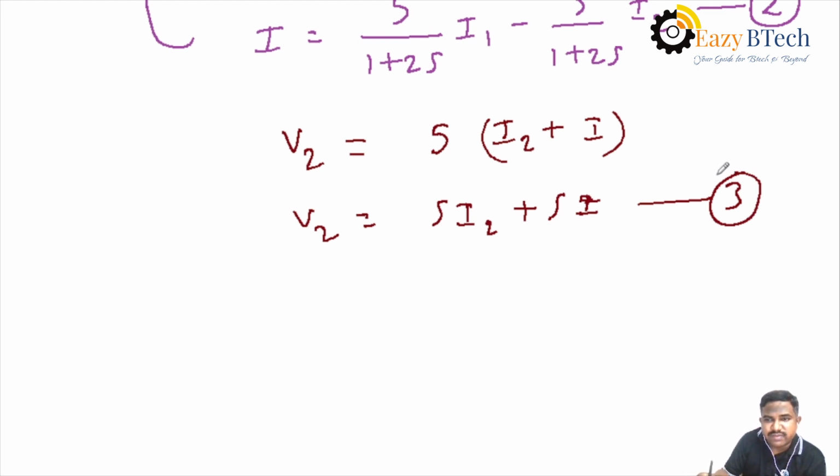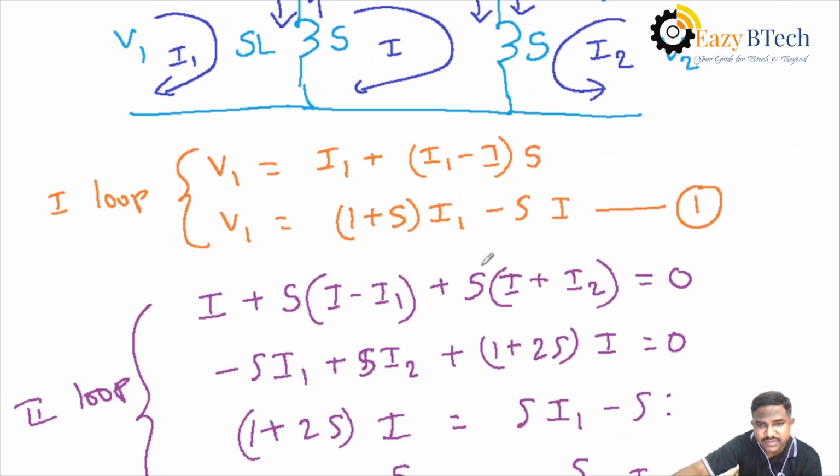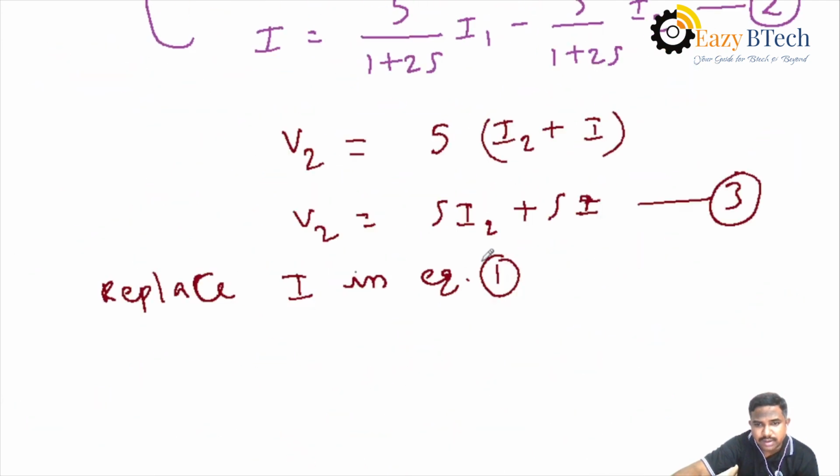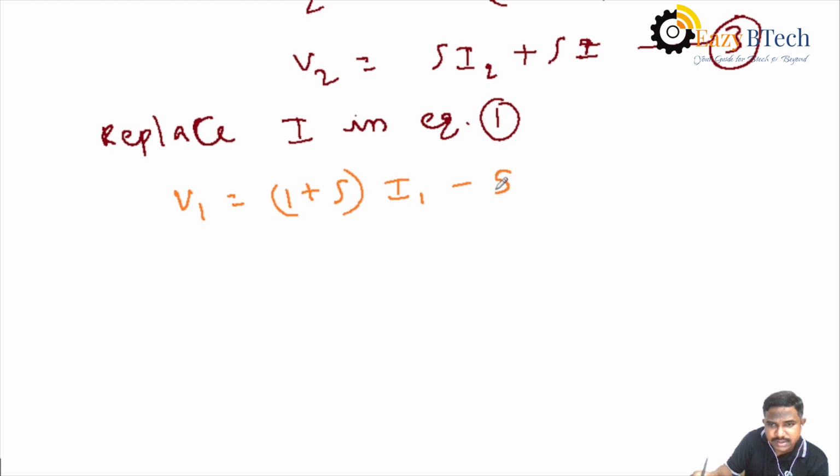Both equation 1 and equation 3 are in terms of I, so you have to eliminate the value of I here. That means replace the value of I in equation 1. What is equation 1 here? That is the V1 value: V1 equals (1 plus S) into I1 minus S into I.